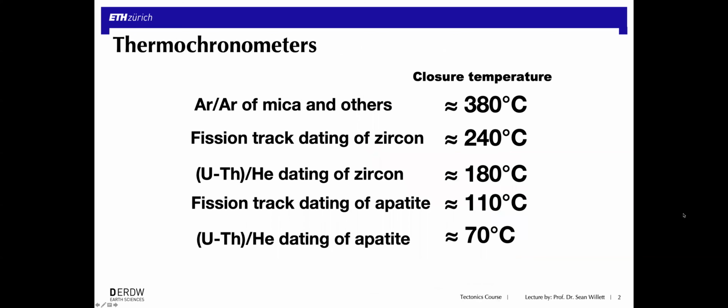So these are closure temperatures for 5 different systems that are commonly used at relatively low temperature. Argon of mica. This is actually argon 40 to argon 39 ratio within a mica, which has a closure temperature of about 380 degrees C. Fission track dating of zircon, which has a closure temperature around 240. There's also fission track dating of apatite and uranium-thorium helium dating of both zircon and apatite. And the relative closure ages, again, going from high to low here on the right. I'm going to discuss the last 2 methods, the fission track and uranium-thorium helium methods, in the next set of slides.